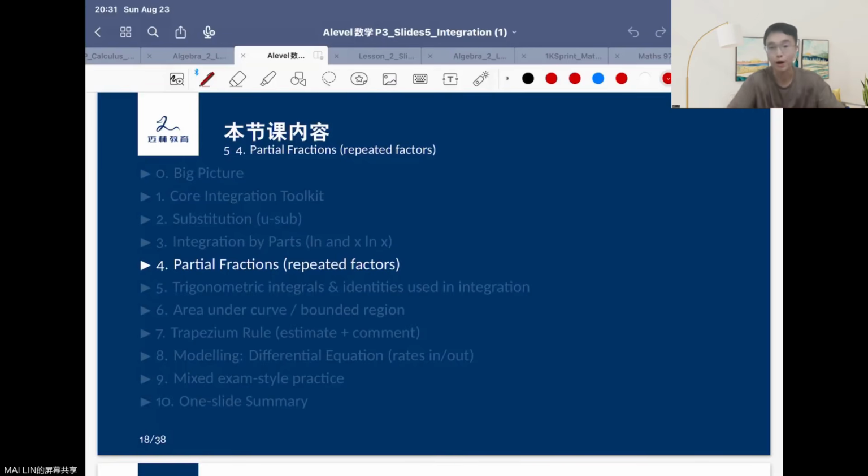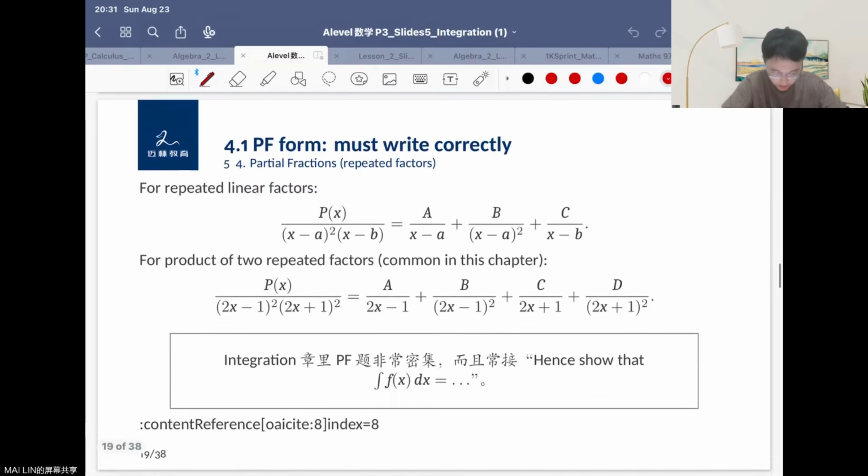We are talking about partial fractions with a repeated root. First, we need to understand how to divide a polynomial fraction. Here is a fractional expression like p(x) over (x minus a) squared times (x minus b). You can divide it into three parts: A over x minus a, plus B over (x minus a) squared, plus C over x minus b.